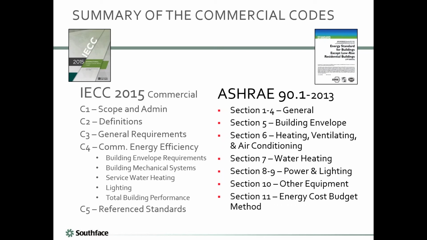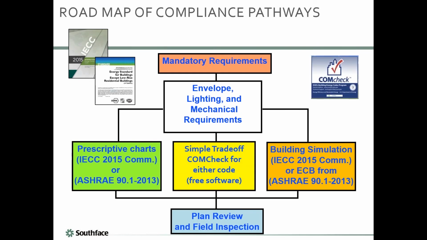Having said that, we're going to look at a way of thinking about the energy code. You always have to satisfy the mandatory requirements. Those are things like air sealing. There's no trade-off for that. Particularly when you get into the envelope section, you can meet the prescriptive recipe, as I like to call it, of either one of the two codes, or you can do a fairly simple trade-off, and ComCheck is your friend. ComCheck, we reviewed on how to get that.